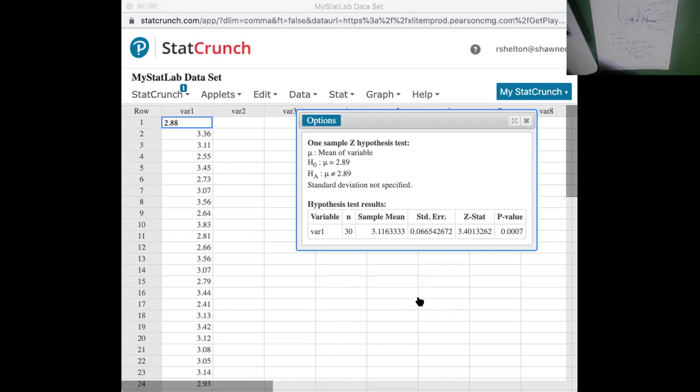There is sufficient evidence to conclude that the mean GPA is different than the claimed value. And that's a satisfying answer. Next question.